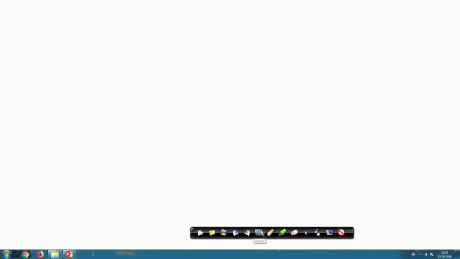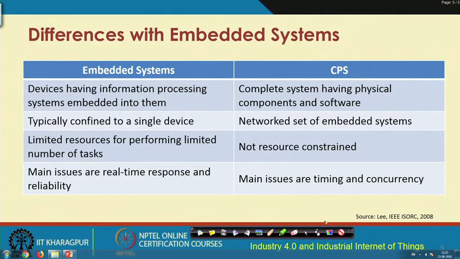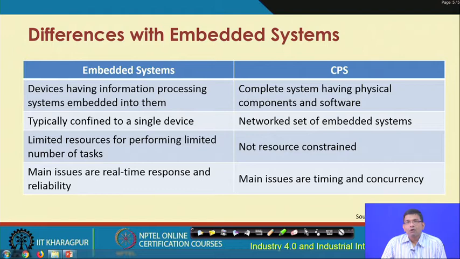So, going back, we need to understand what is so special about cyber physical systems and how they differ from embedded systems in general. In embedded systems, we are talking about devices alone, the devices that will process some information, and this information is embedded and stored in these devices. On the other hand, cyber physical systems are complete systems where there is an interaction between the physical components and the software or the cyber world.